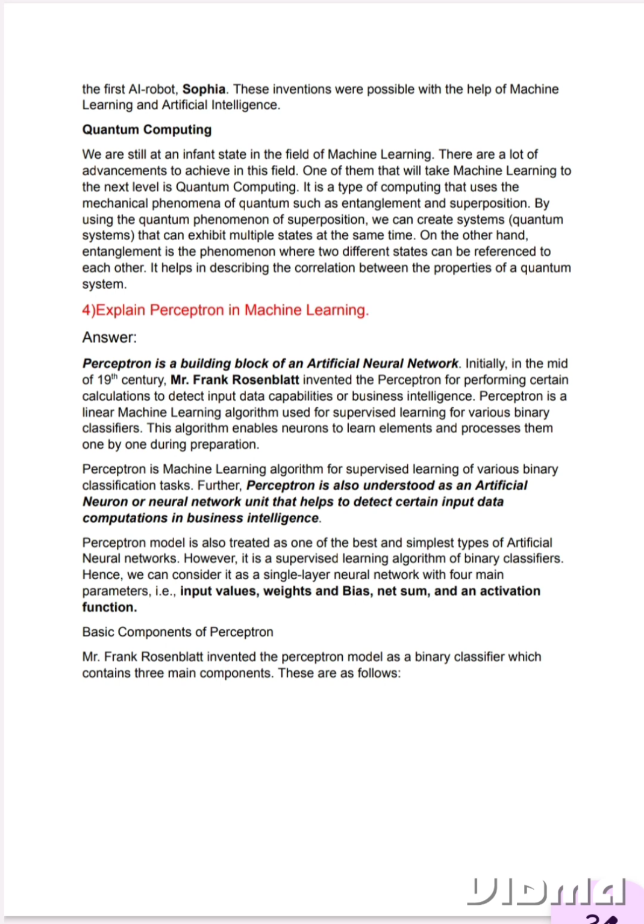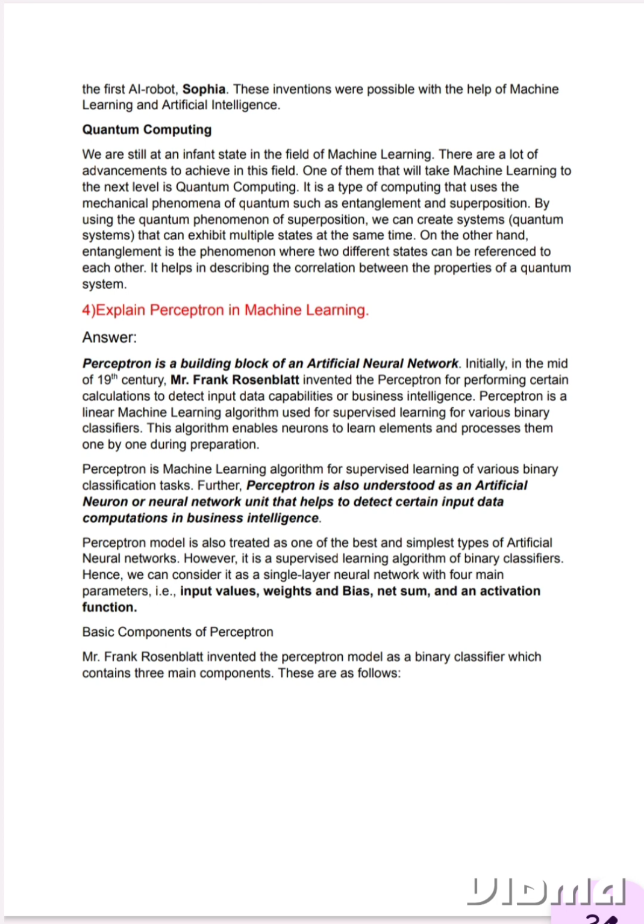4. Explain perceptron in machine learning. Answer. Perceptron is a building block of an artificial neural network. Initially, in the mid of 20th century, Mr. Frank Rosenblatt invented the perceptron for performing certain calculations to detect input data capabilities or business intelligence.